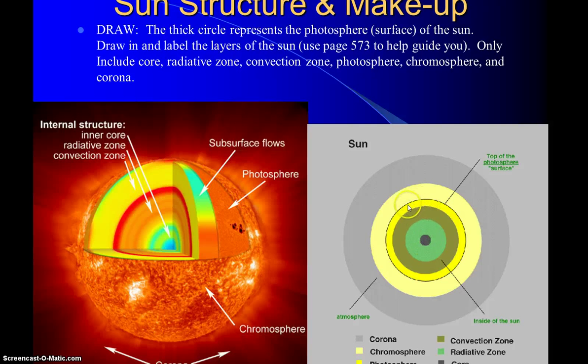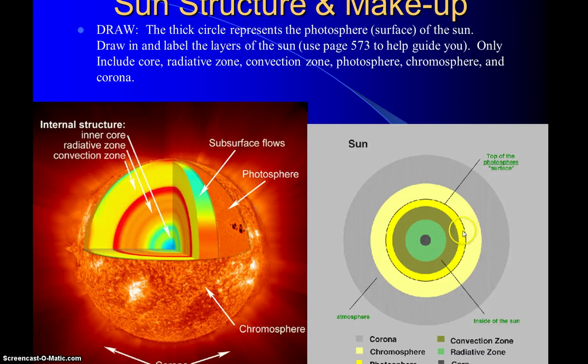And then outside your black line right here, outside that, you should draw in another circle around that, and this part needs to be labeled chromosphere. Chromosphere is the innermost atmospheric layer. Yes, the sun has an atmosphere. So label that. And then the outer atmosphere is called the corona. And draw a little line there and label that. That's the outer atmospheric layer.